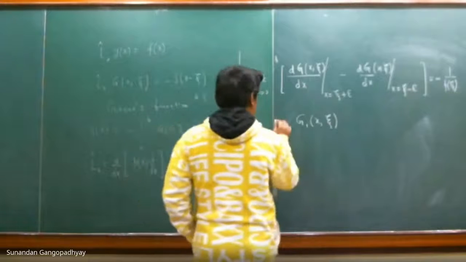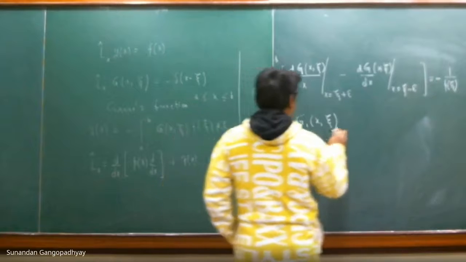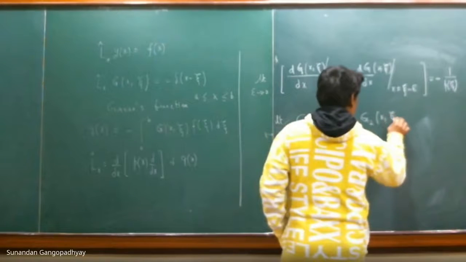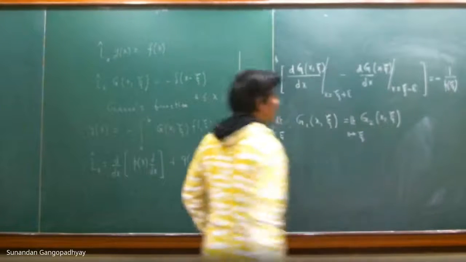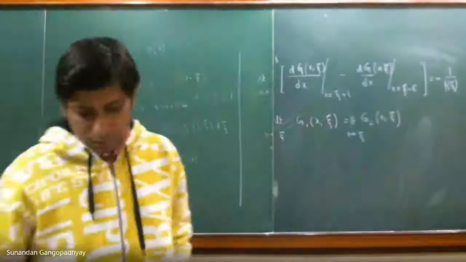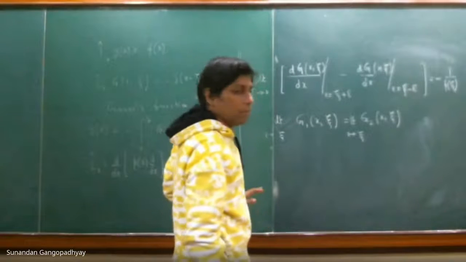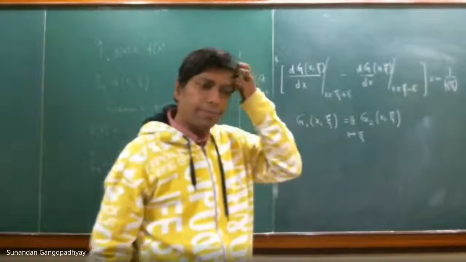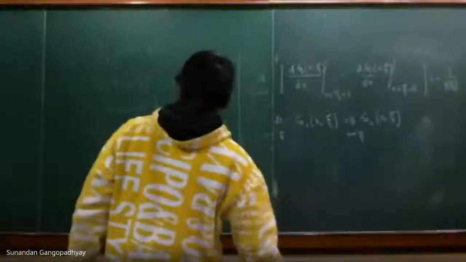So the limit x tending to xi. So even though the derivatives of the Green's function are discontinuous at x is equal to xi, we would like to impose the condition that the Green's function itself is continuous at x is equal to xi. Okay? There is no problem with the Green's function. That is continuous.